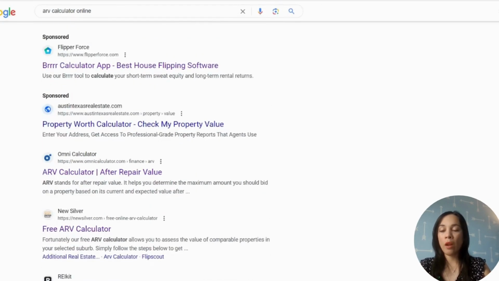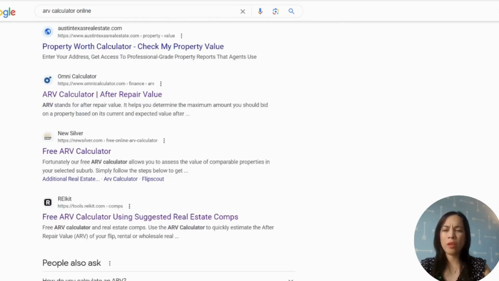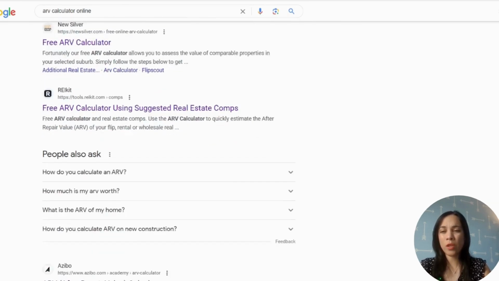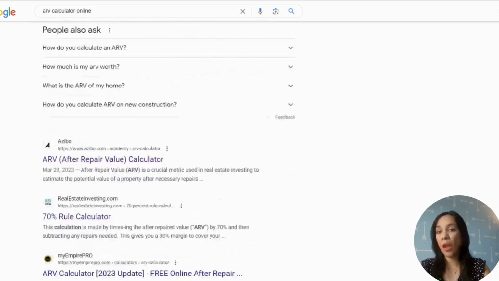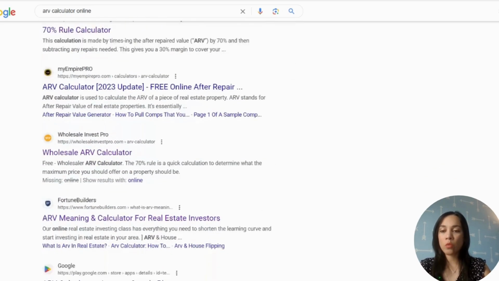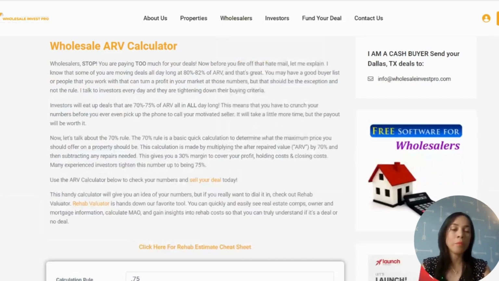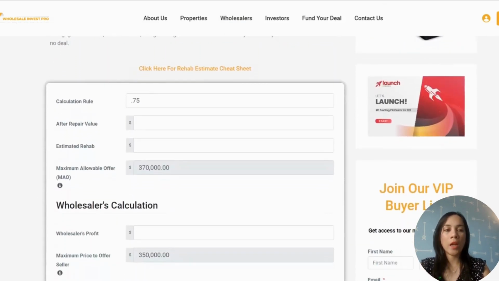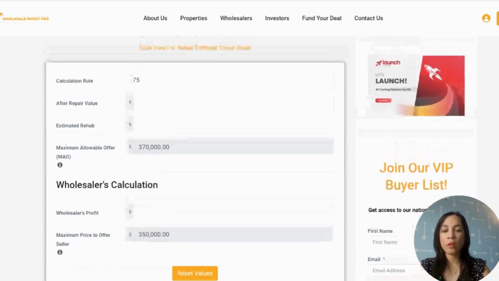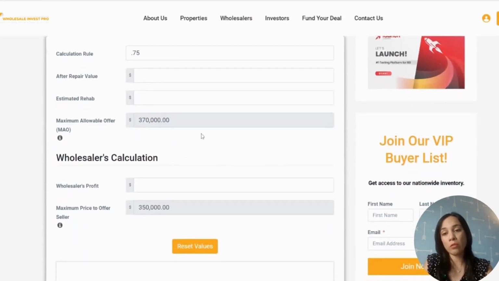I already opened a lot of these websites, and some of those were very confusing, and others I really didn't understand. But there is this one that was at least better for my understanding. The name is Wholesale ARV Calculator, and I opened it in another tab here. As you can see, it's a calculator that is very easy to understand, at least for my eyes. And it says calculator rule.